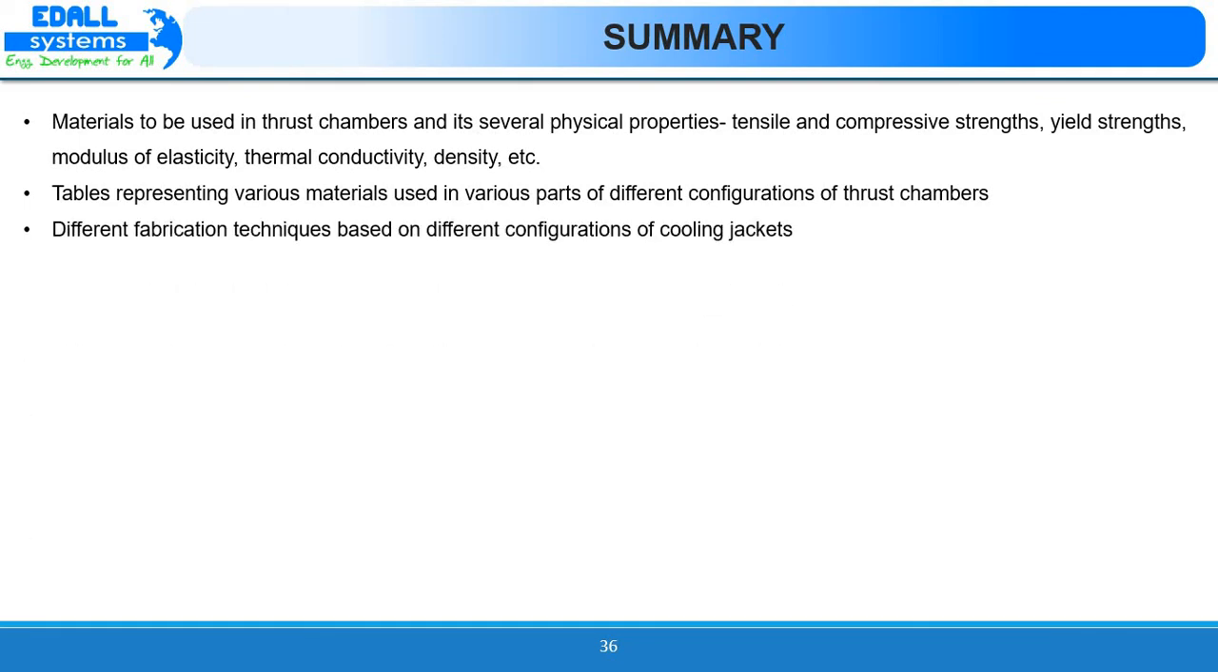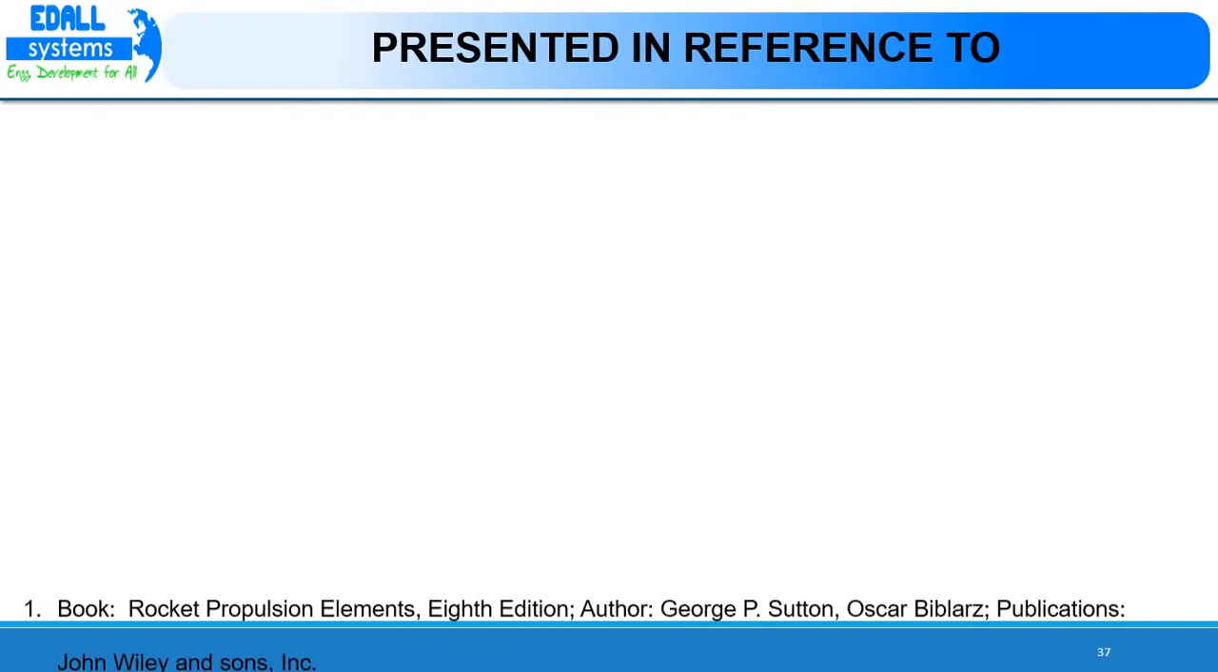Then we saw different fabrication techniques based on different configurations of cooling jackets. And lastly, we saw the importance of variable thrust, its features, applications, and means to achieve it. So this covers the thrust chamber topic.